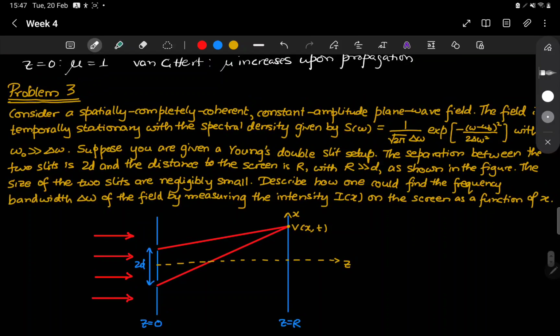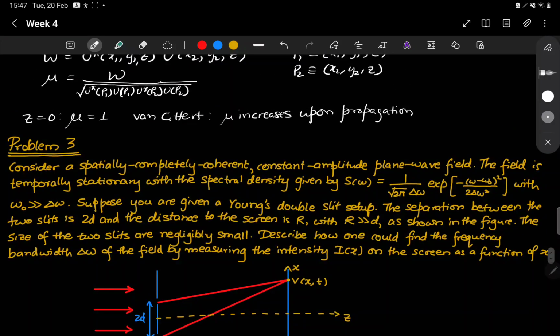So problem 3: consider a spatially coherent constant amplitude plane wave field. The field is temporally stationary with the spectral density, which is given as a Gaussian expression, and omega naught is much greater than delta omega. So delta omega is very small. That means a very small region of frequencies will contribute. Very small region of frequencies will have a significant value of the spectral density S omega.